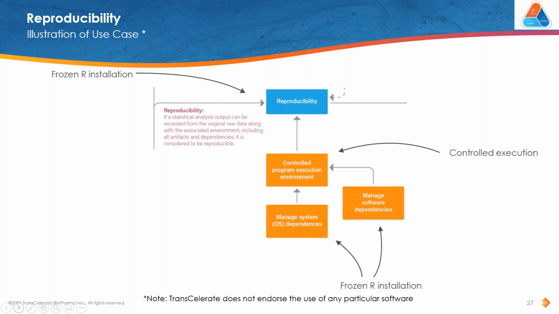And in the use case, a controlled execution is embedded in the frozen R installation and can fulfill the need of reproducibility.